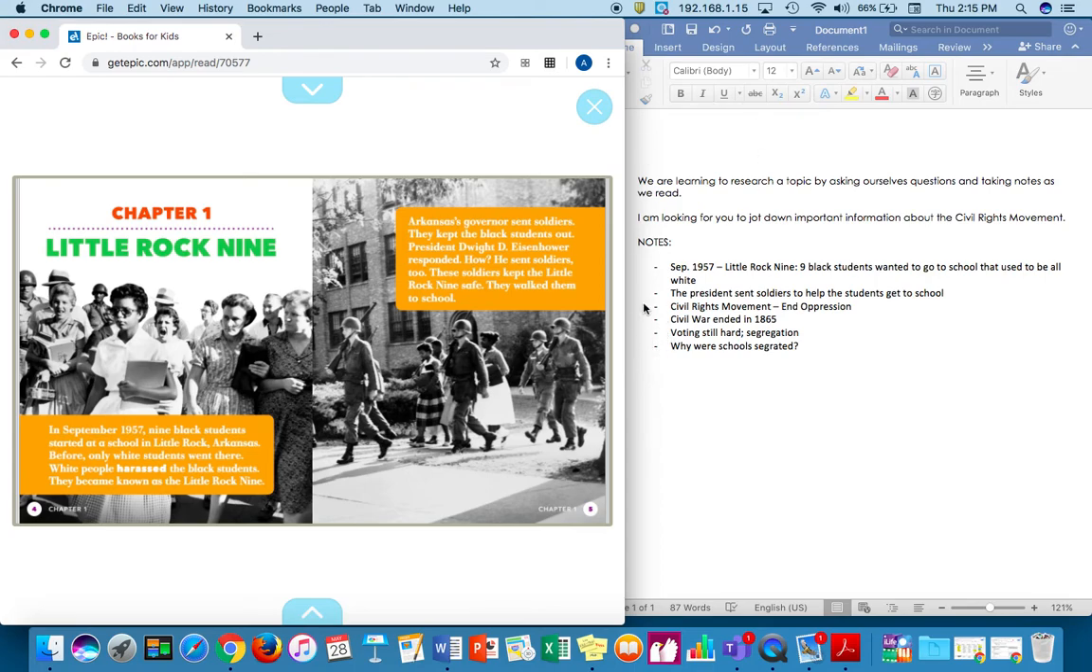Again, the notes can be on the computer and you can share them with us, or your notes can be in your notebook and you can take a picture and share it that way. Make sure all of your notes are together, because as we continue this unit, you need to have a collection of notes to help you write your final piece.